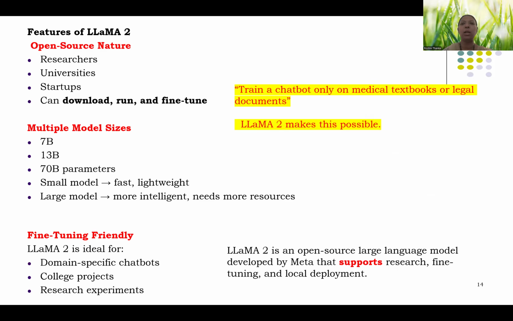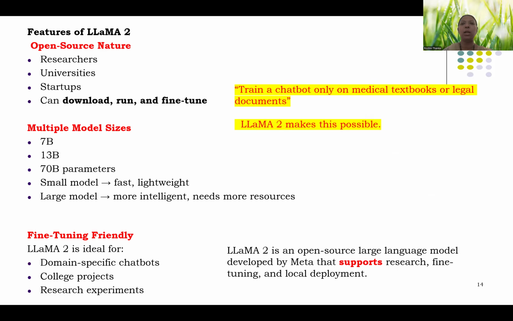Llama 2 is an open source language model made by Meta. So it could also support research, fine tuning, and even we can deploy it locally. So these are some of the specialities. And so I hope you got some idea about Llama. The main important specialty is you can customize it.